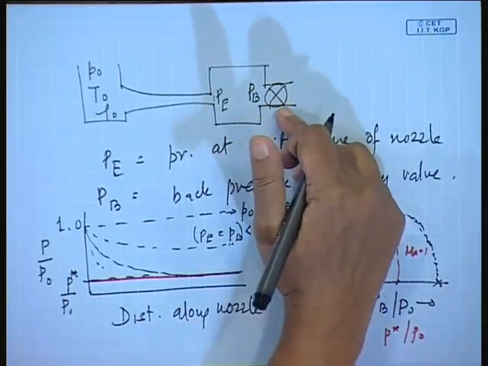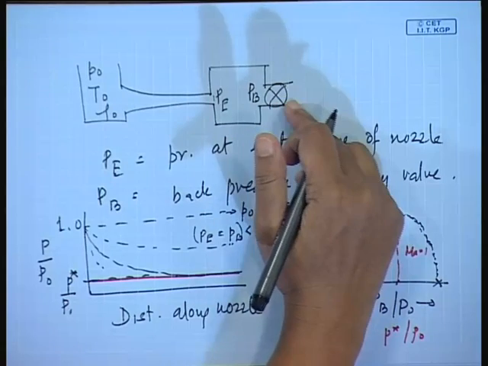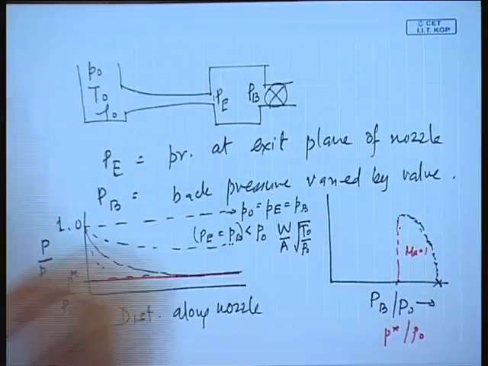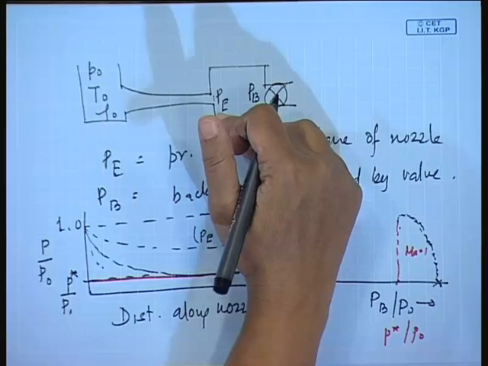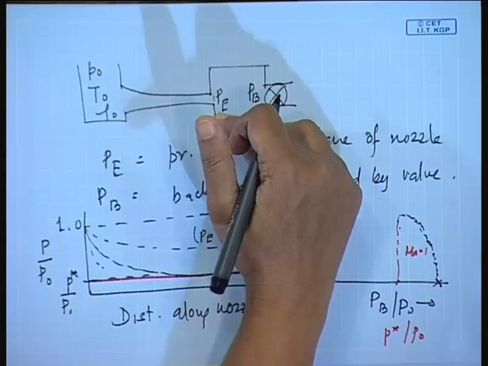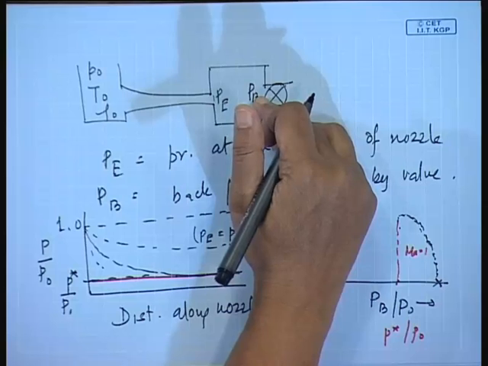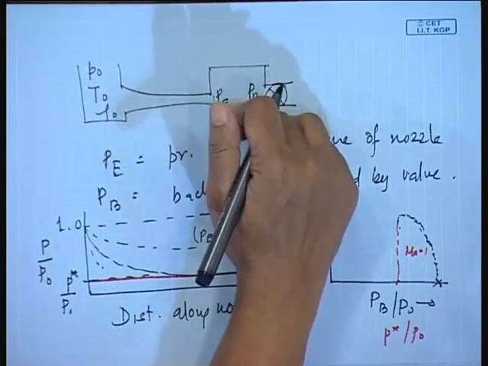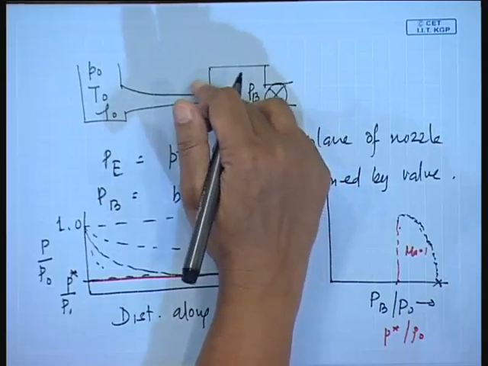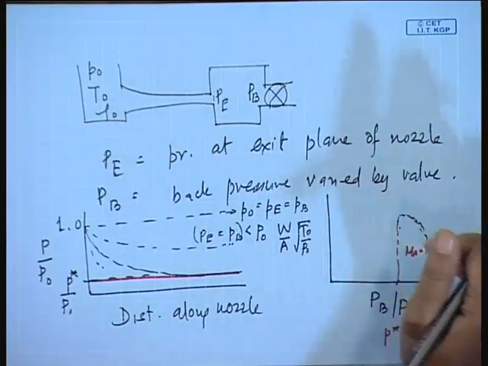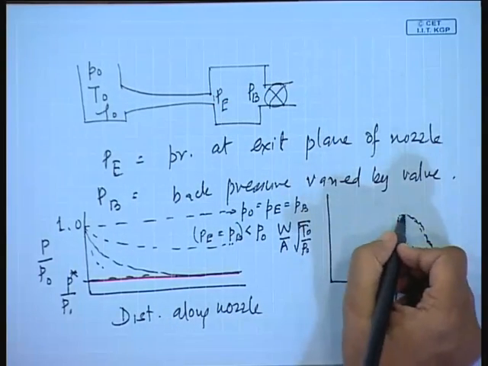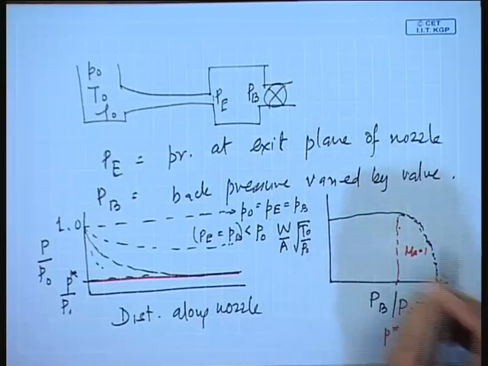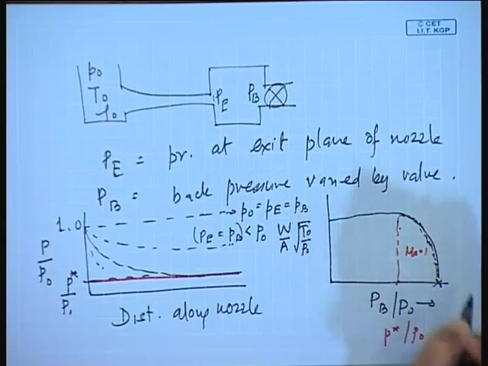Now, when we again keep on reducing the pressure, what happens is we find that PE cannot be reduced any further. Okay, that becomes constant. PB can be reduced, but PB is not equal to PE. PE cannot be reduced any further. Since PE cannot be reduced any further, the flow rate cannot be increased any further. The flow rate becomes constant after this.